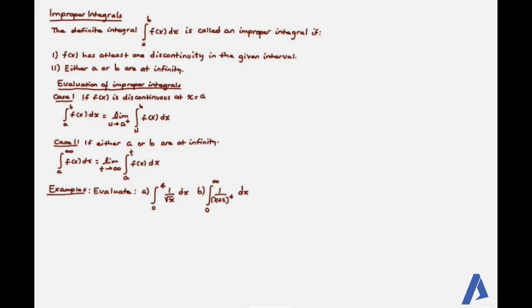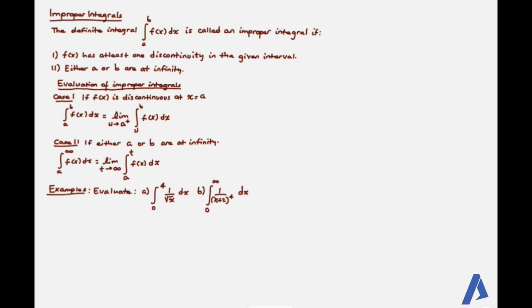በመጨረሻ improper integrals እናያለን። Let's say the definite integral, the integral of f of x between a and b, improper integral የሚባለው if f of x has at least one discontinuity in the given interval between a and b and discontinuity ካለ improper integral ሊባል ይችላል። ወይም ደግሞ if either a or b ወይም ሁለቱም at infinity ከሆኑ the definite integral improper integral ይባላል። ስለዚህ እነዚህን improper integralዎች እንዴት ነው evaluate የምናደርጋቸው?